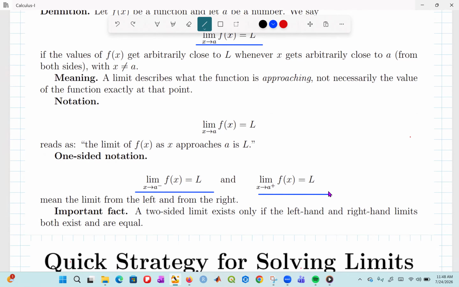A two-sided limit exists only when the left-side limit exists, and the right-side limit also exists, and both are equal. So we can say that the limit of a function f of x as x approaches A equals L, or we can say the limit exists.